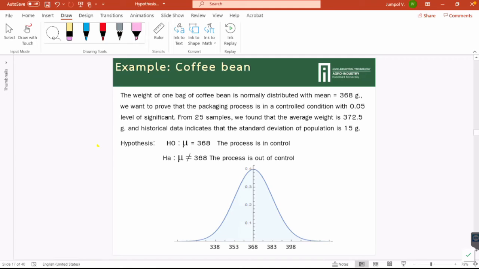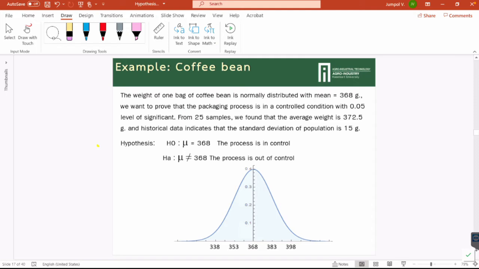Let's go back to this coffee bean example again. So in this example, we want to test whether the mean of the coffee bean bags is indeed 368 grams or not. So we set the hypothesis.